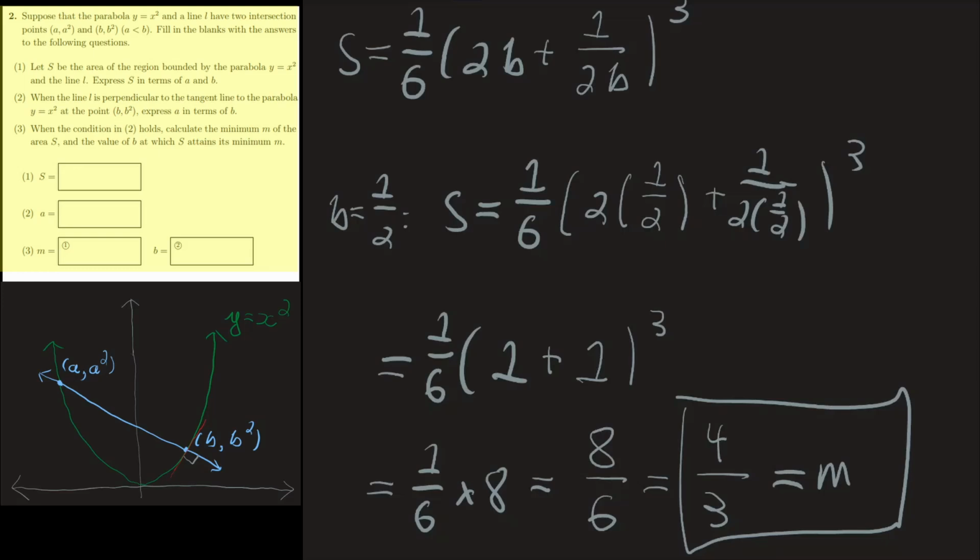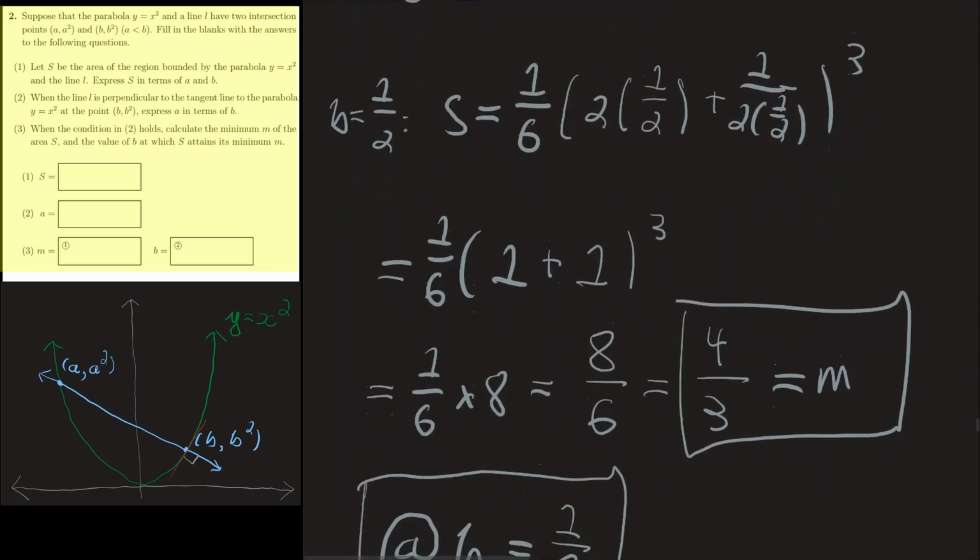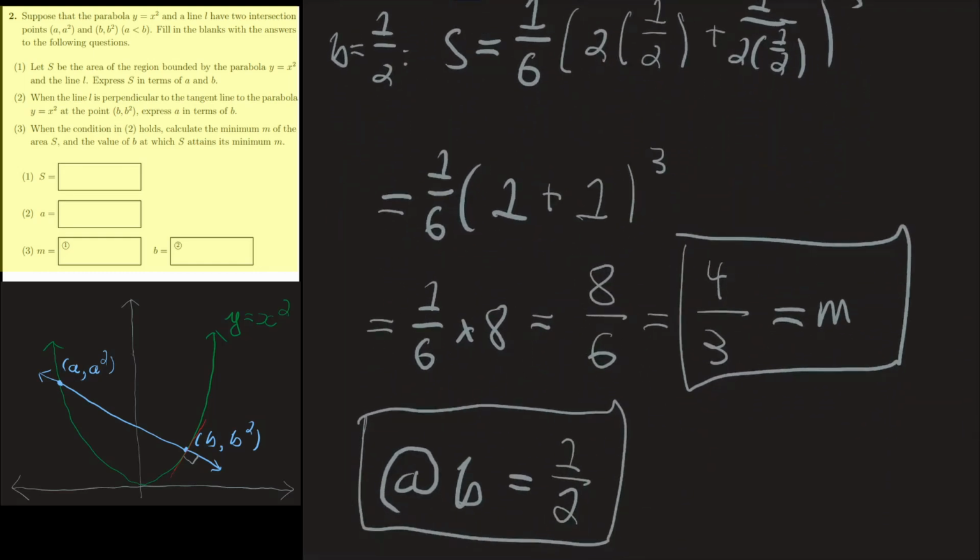But of course, if you really wanted to make sure, you could try plugging in some other value for b, such as 1, and you'll see the area that you get will be greater than 4 over 3, which confirms that this is in fact a minimum. So the minimum area M is 4 over 3, and it occurs when b is equal to 1 over 2, and that is the final answer to this question.